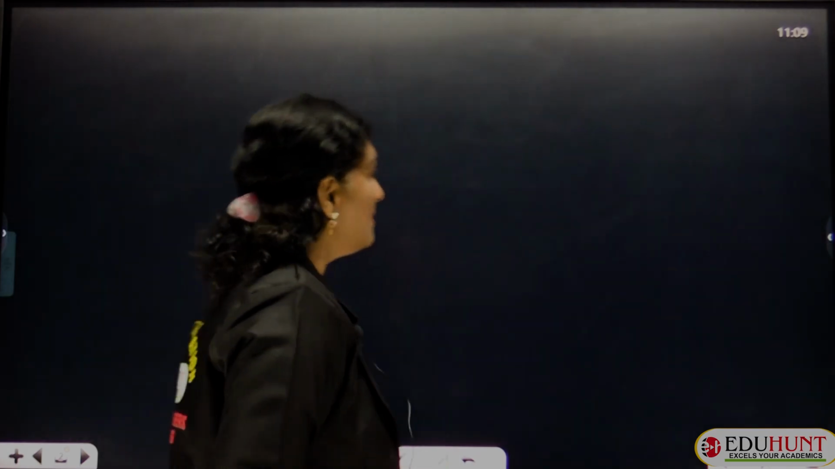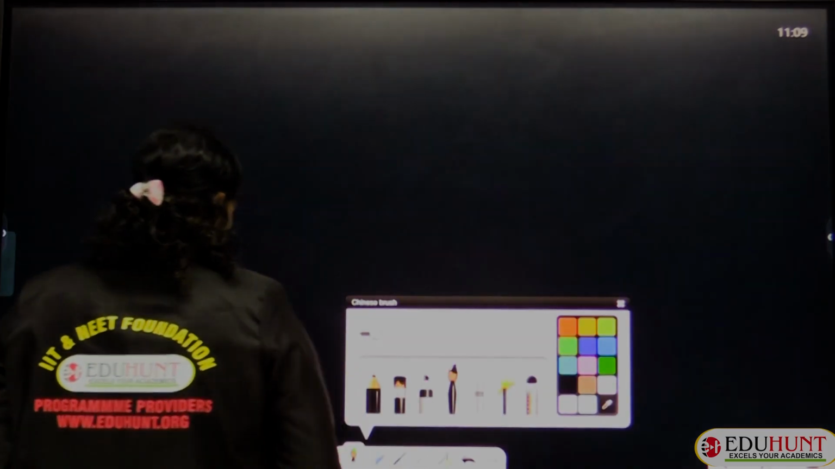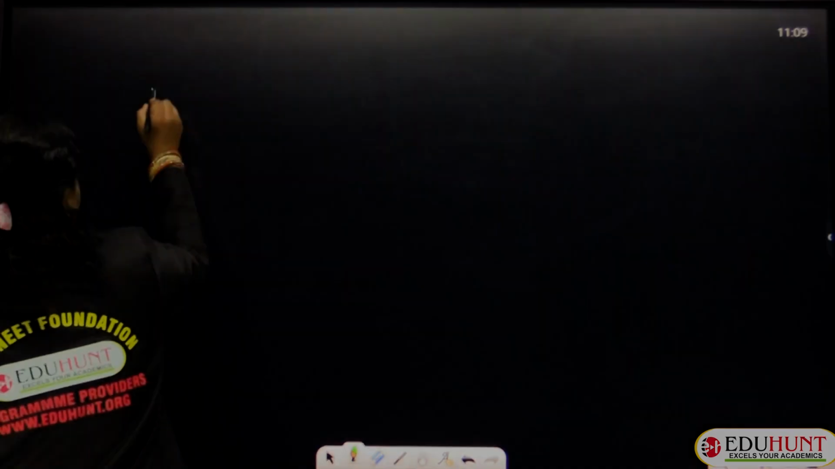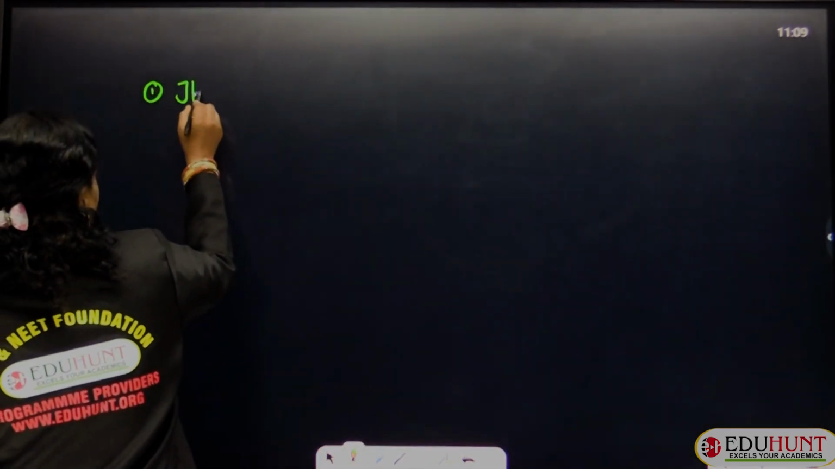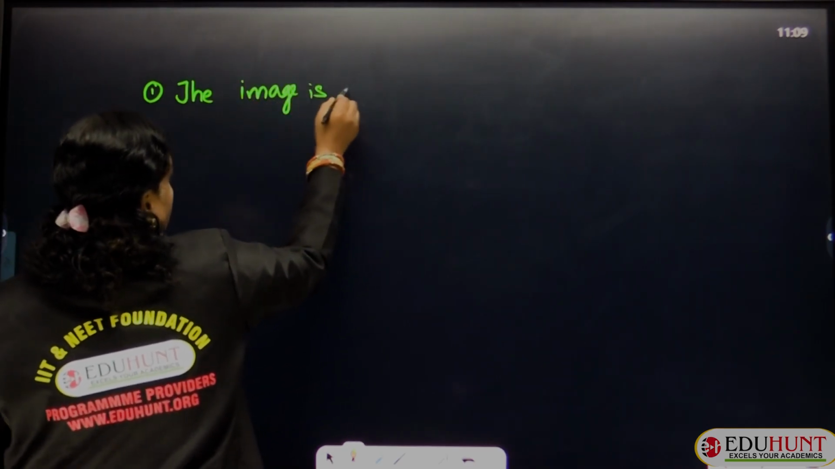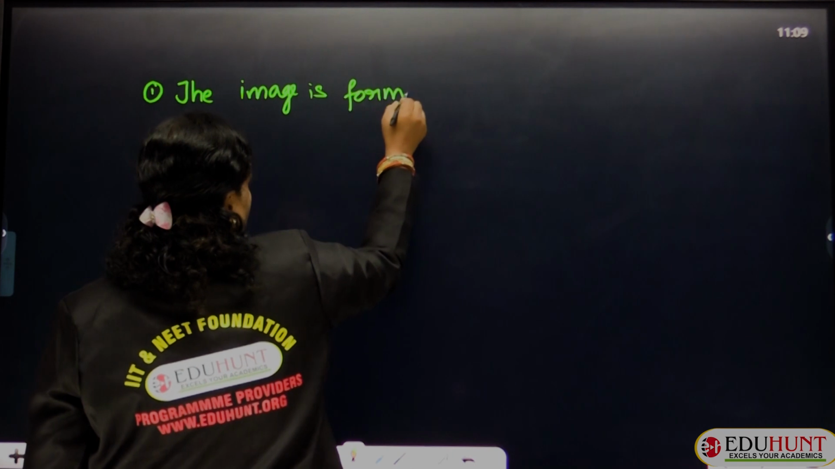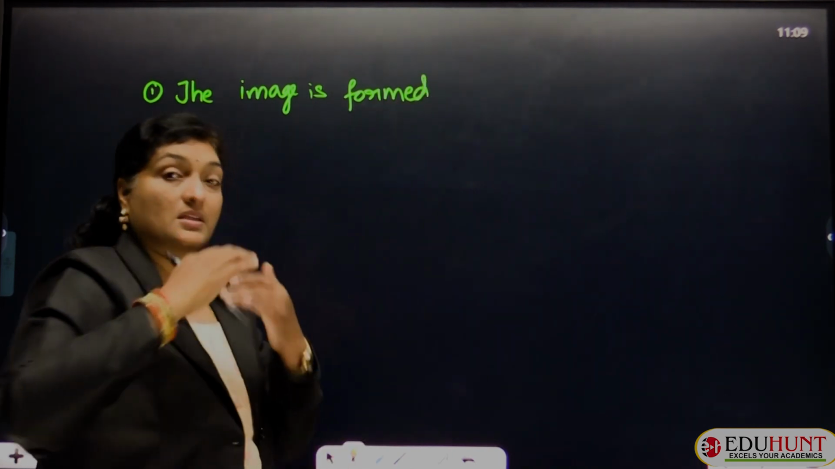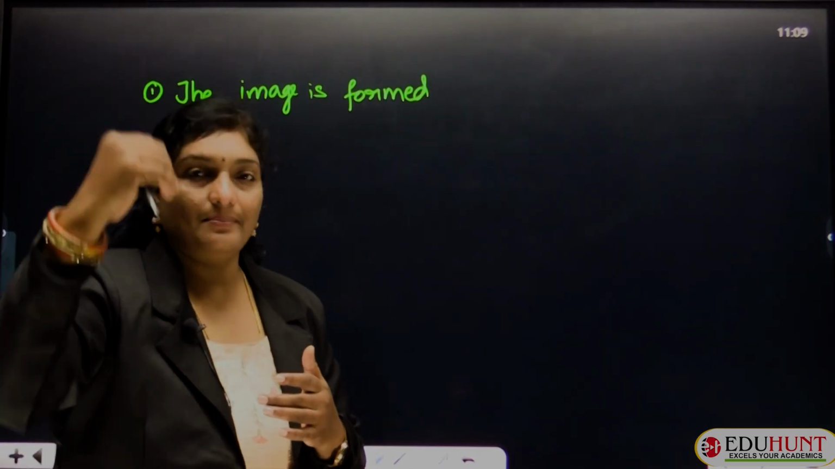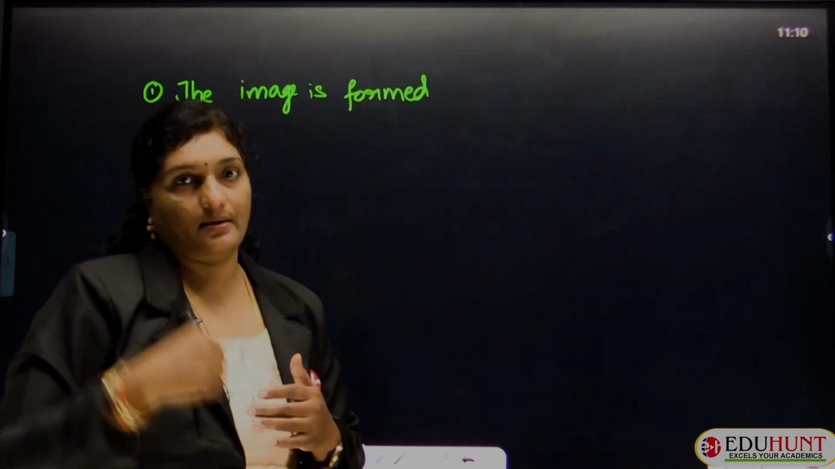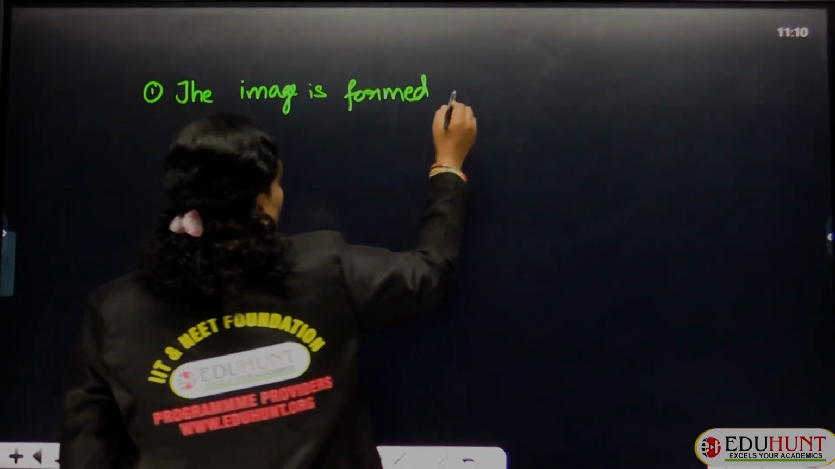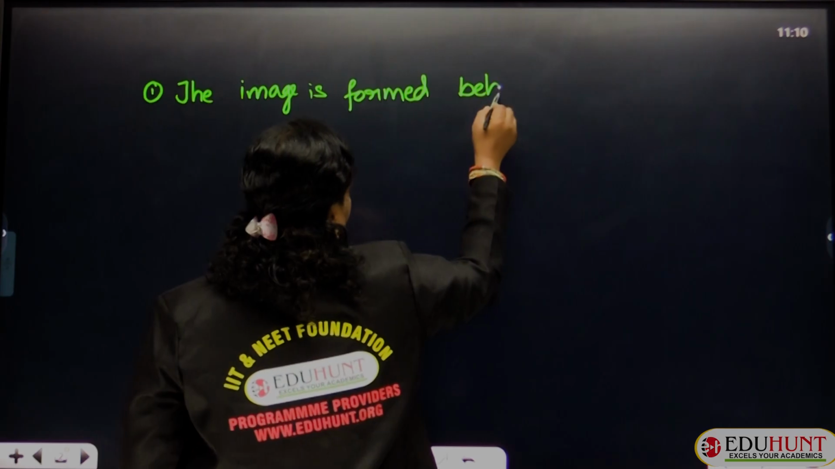So let me write it one after the other. First point. What is the first point, children? The image is formed. Is this image formed inside the mirror or outside the mirror? The image is always seen inside the mirror, that means behind the mirror.